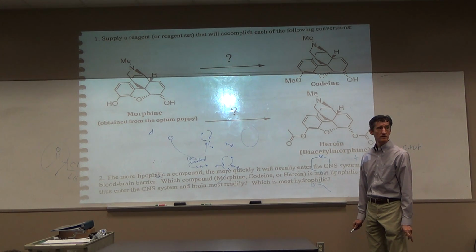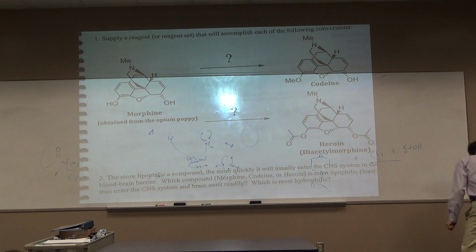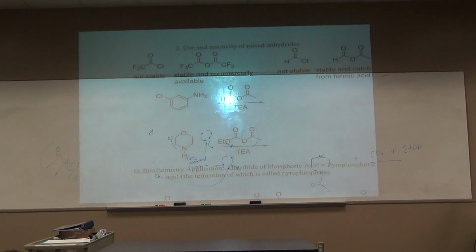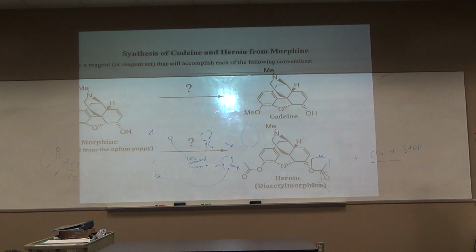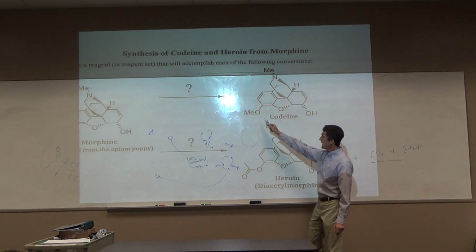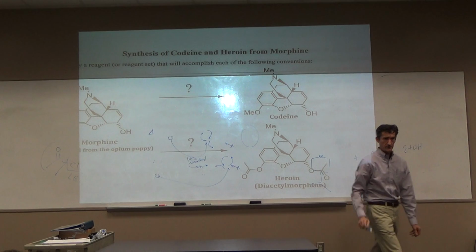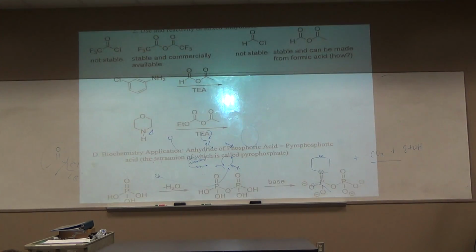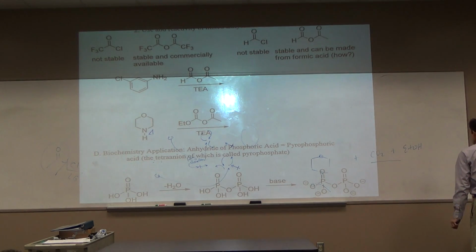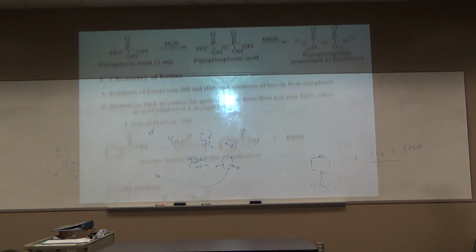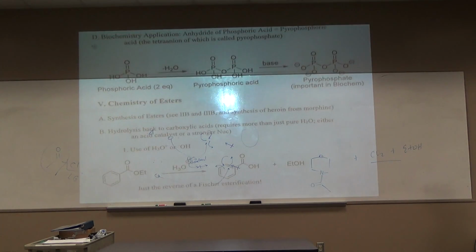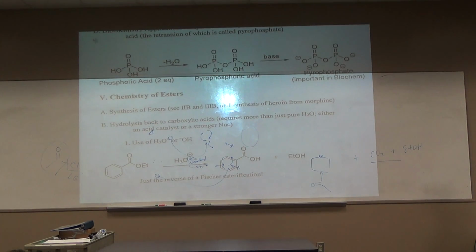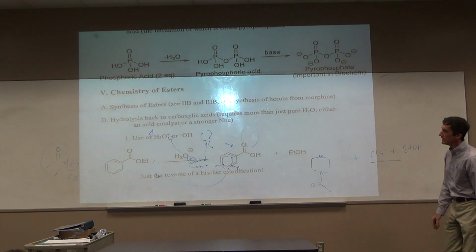Which one's more polar? That's heroin, and what's the compound at the top? Codeine. What's the difference? Codeine is where one of the oxygens has a methyl added to it. We've seen that before. I think I had that problem as maybe a Williamson ether synthesis. So there's an example of making an ester.